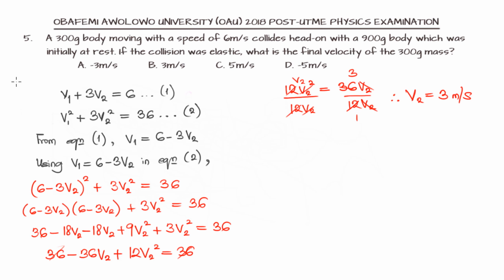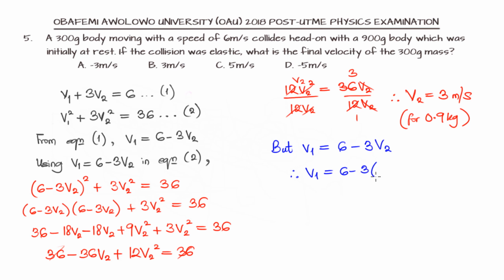Now, that is the velocity of the second body. We are asked the final velocity of the 300 gram mass. So this is the velocity for the 900 gram mass, but we are looking for the velocity for the 300 gram mass, and that is v1. So we need to substitute for the value of v2, because we know that initially we said v1 is 6 minus 3v2. So if you substitute for the value of v2, we have v1 is 6 minus 3 multiplied by 3 meters per second. And that will be 6 minus 9, and that's minus 3 meters per second.